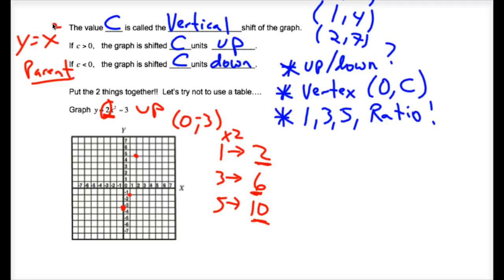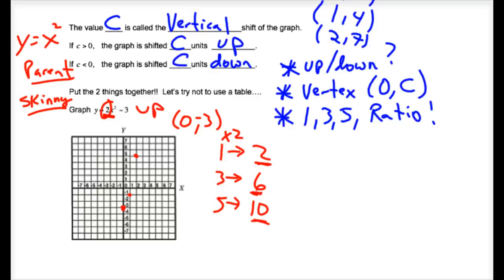y equals x squared, just the normal y equals x squared, origin, 1, 3, 5, it's up. It's going to be skinny. I know C is the origin? No. C is negative 3. 2x squared minus 3. What's C? Negative 3. But wait.